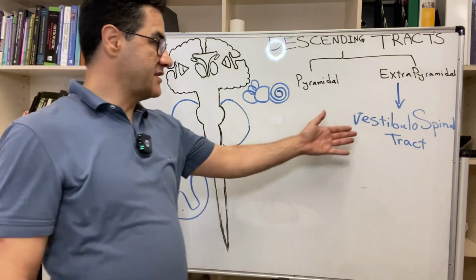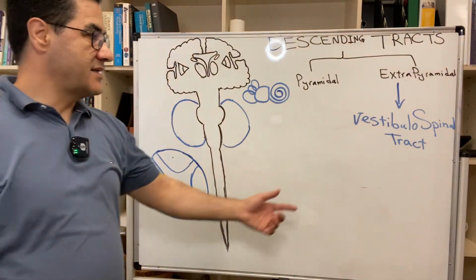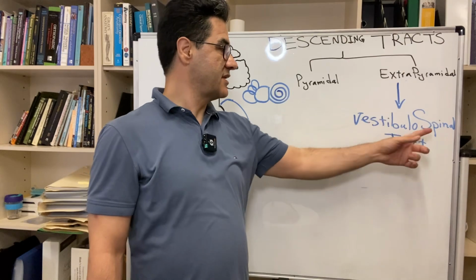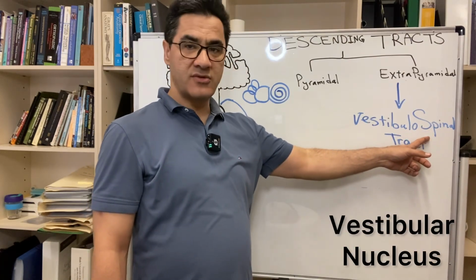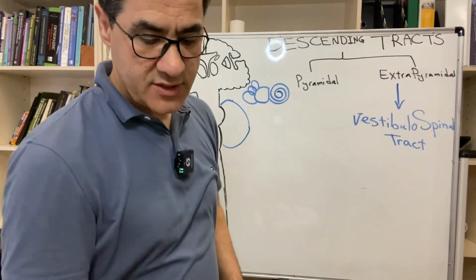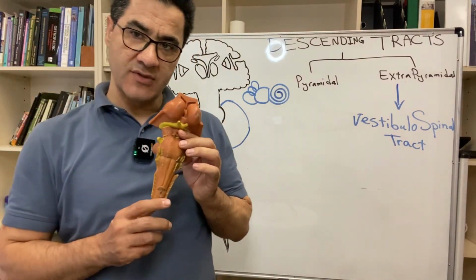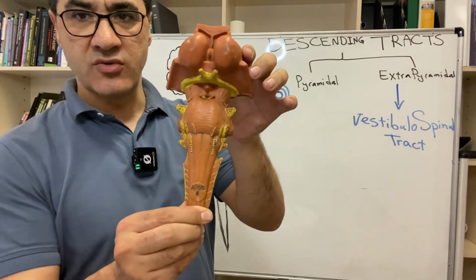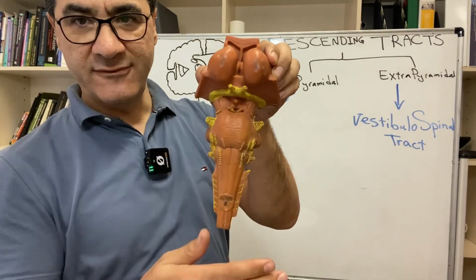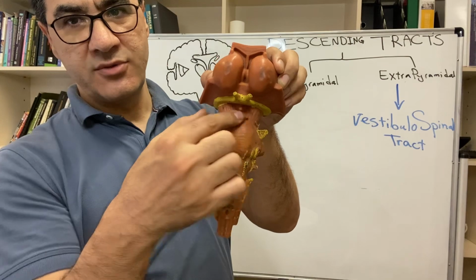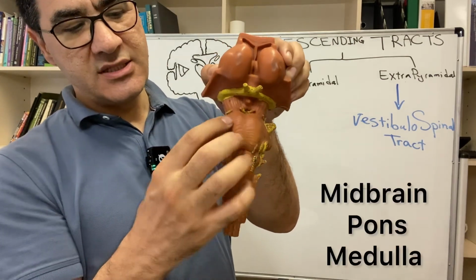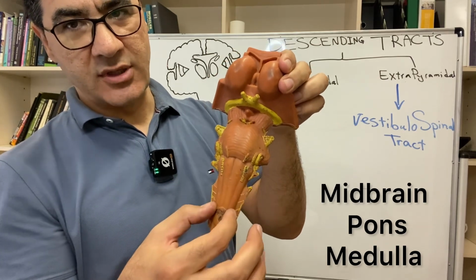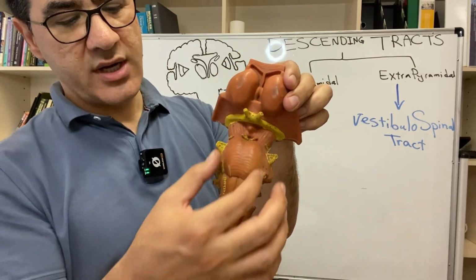So the vestibulospinal tract, as its name suggests, starts from the vestibular nucleus and runs all the way down to the spinal cord. If you watch my previous videos about the brainstem, you are familiar with this model. This model shows you the brainstem from the anterior view. At the top, you can see the midbrain. In the middle, this projection is the pons, and down here you can see the medulla oblongata. So this is the brainstem.